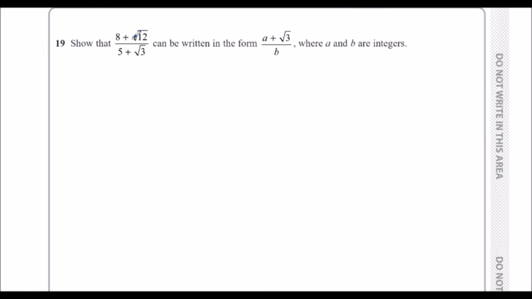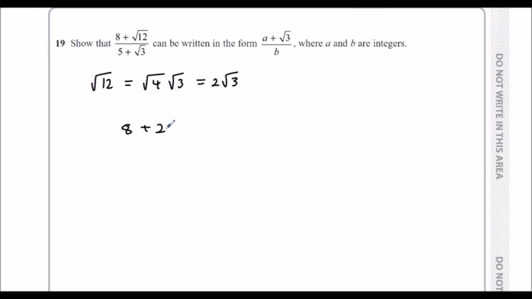I'm going to start by changing root 12. I'll do that first. So I can simplify root 12, because root 12 is the same as root 4 times root 3, which is 2 root 3. So 4 3s are 12. So root 4 times root 3 is root 12. And square root 4 is 2. So that's 2 root 3.